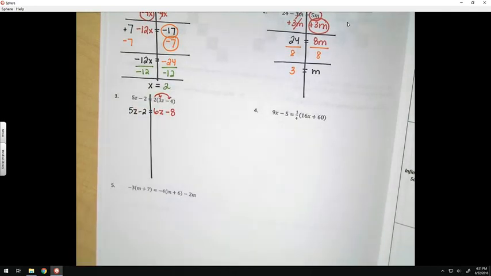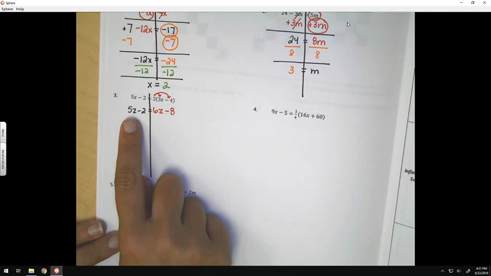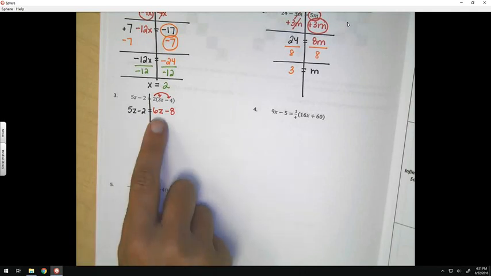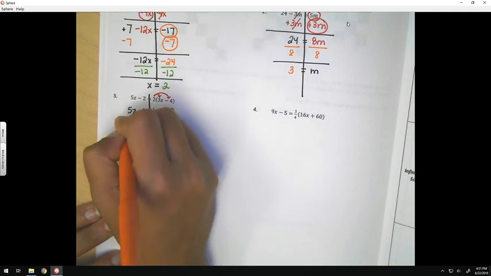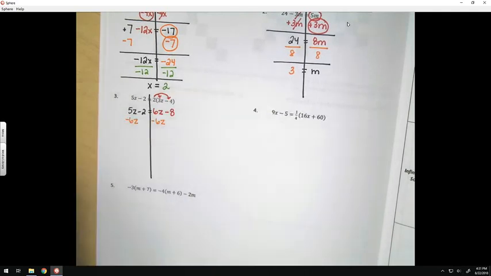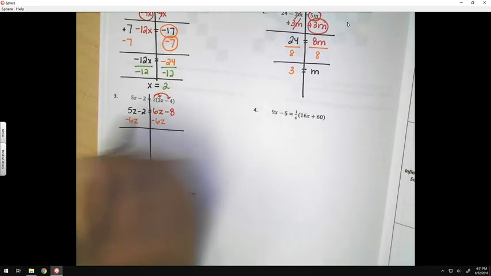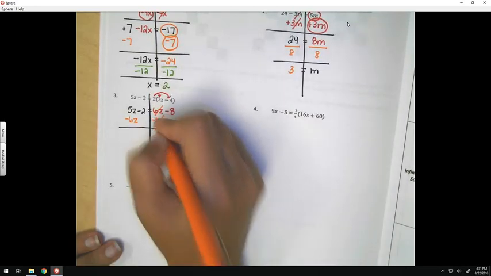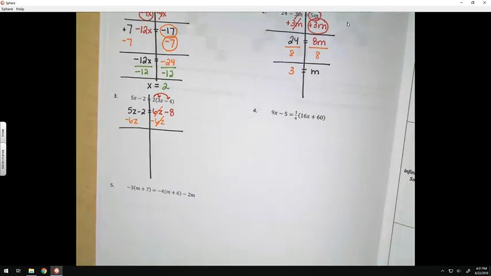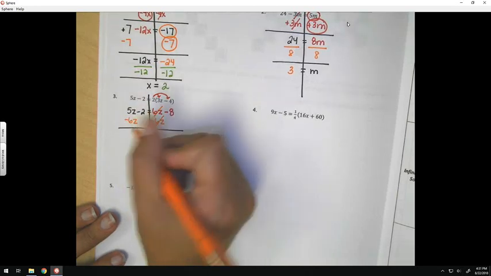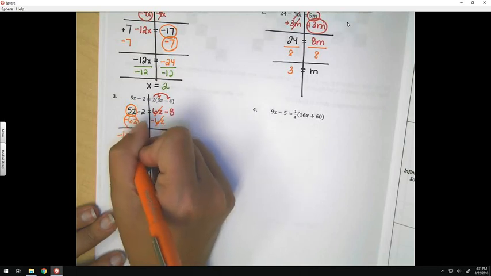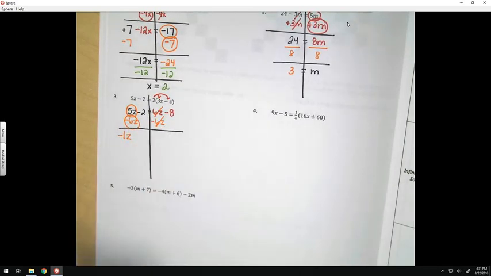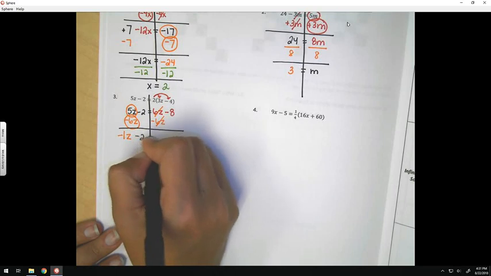Now I need to get my variables together. So there are z's on the left and z's on the right, which means I'm going to subtract 6z on both sides in order to get them together. Now when I do that, the 6z cancels on the left and on the right, and on the left side, 5z minus 6z, those are like terms. And I'm going to have negative 1z. Then I'm going to drop down the minus 2 and the negative 8.